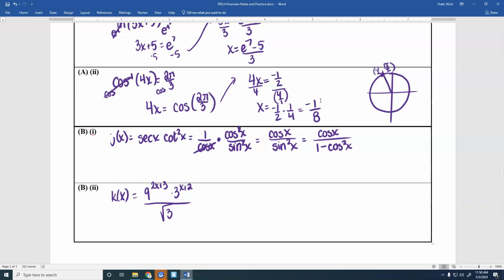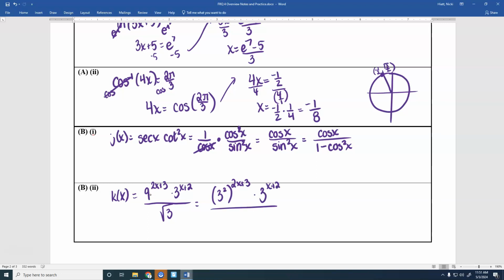Although, currently, this does not have a base of 3, and this doesn't have an exponent. It's got a 3, but not the exponent. So we're definitely going to have to rewrite those pieces. 9, how could we rewrite it so we would have a base of 3? 3 squared. So it'll look like this. We'll have 3 squared to the 2x plus 3. We're going to leave this alone, 3 to the x plus 2.